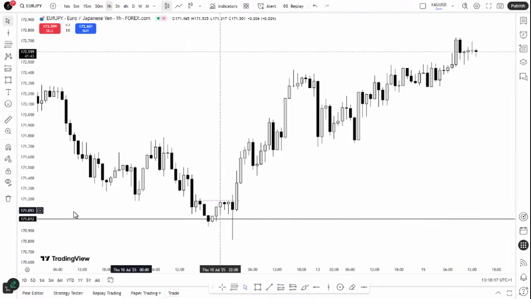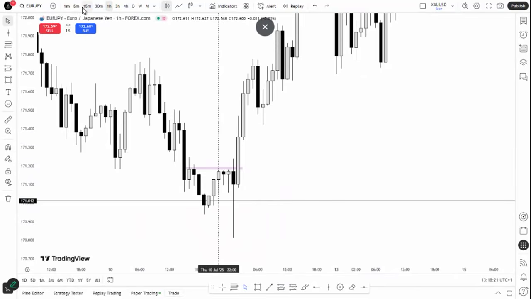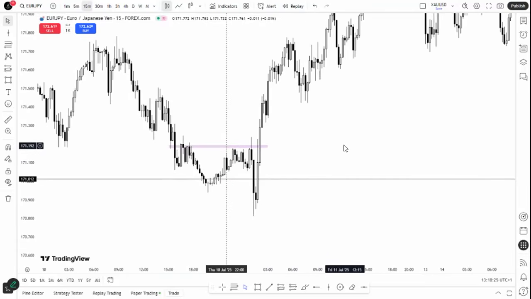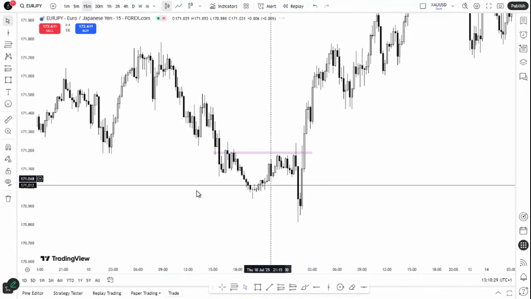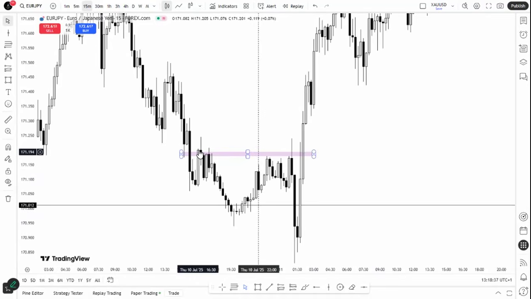what if I want to go down to a lower time frame? I could go down to my 15 minutes time frame, and on my 15 minutes time frame, okay, on my 15 minute time frame, you can see that at this point here, just watch carefully.